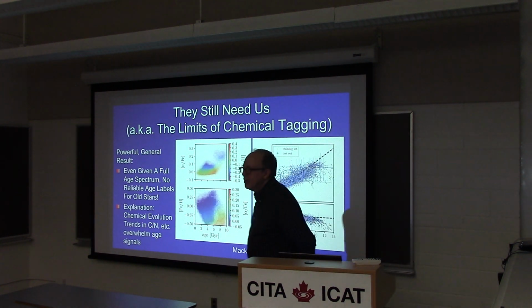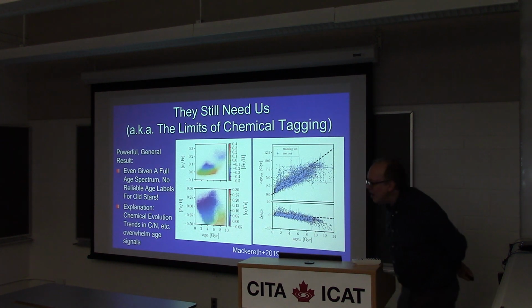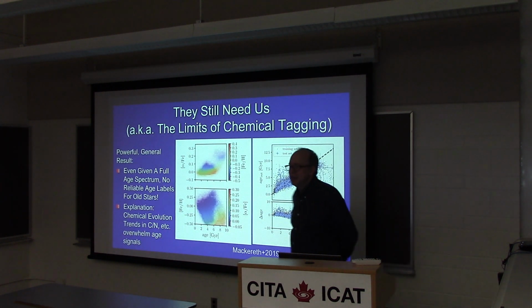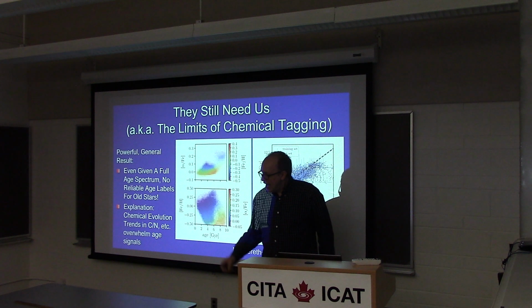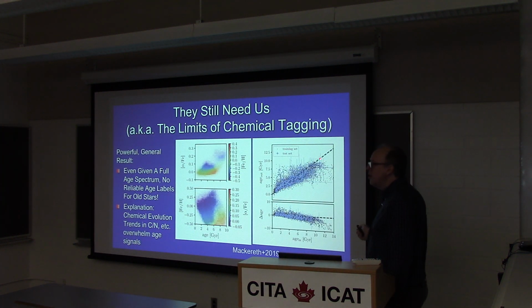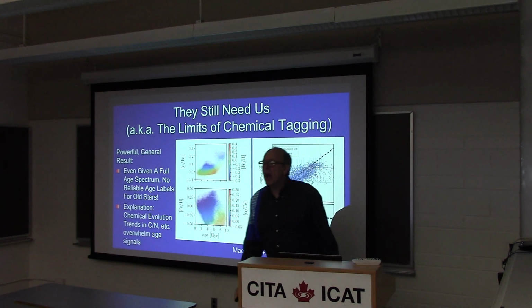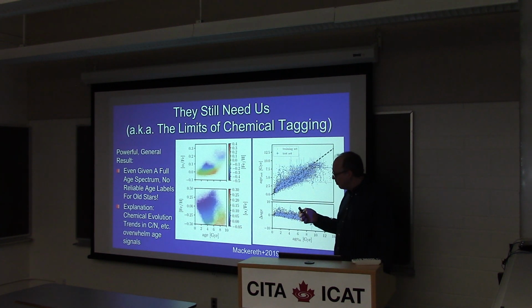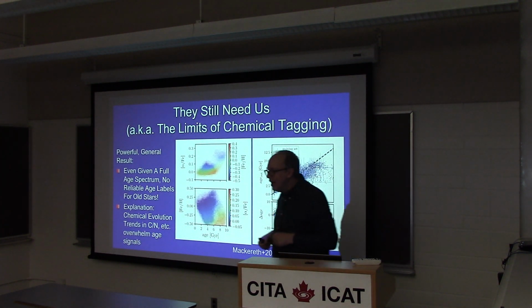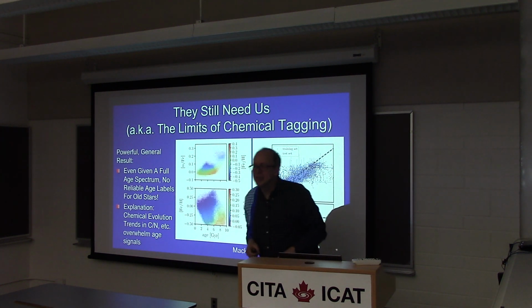Fortunately, from my point of view, it turns out that we are not yet put out of a job by this chemical tagging. One of my favorite results in the Macareth paper is, I went back and forth with Ted on this, and the basic issue is that if you feed these pipelines old ages, they do not return old ages from the chemical tagging. And the problem appears to be that in the most metal-poor stars, the chemical evolution trends are tangled with the age trends, or they dominate the age signals in such a way that even the robots can't extract an age signal from the very, very old stars.